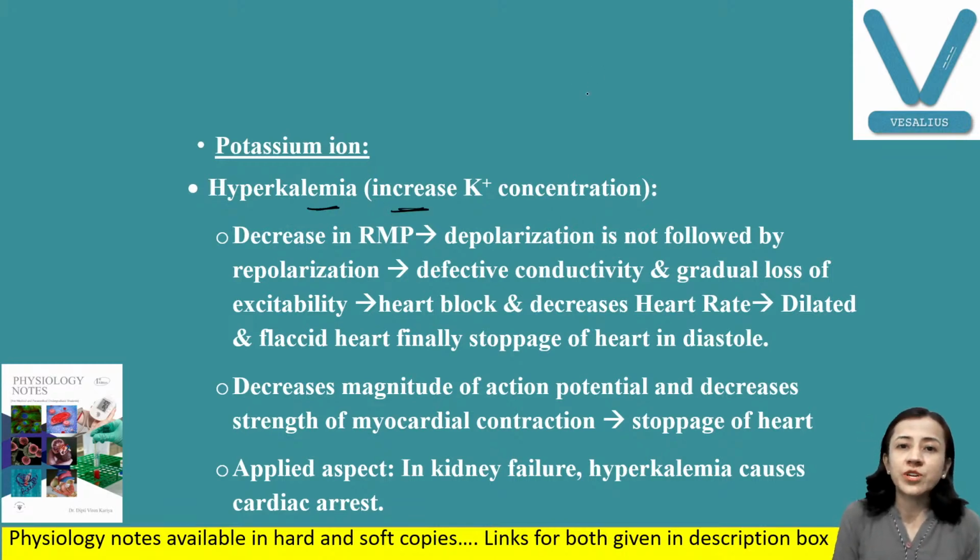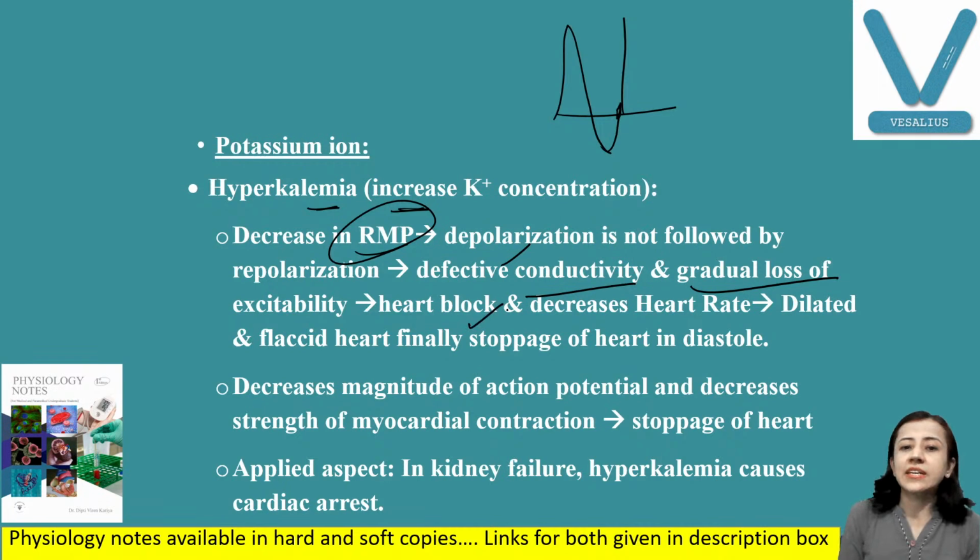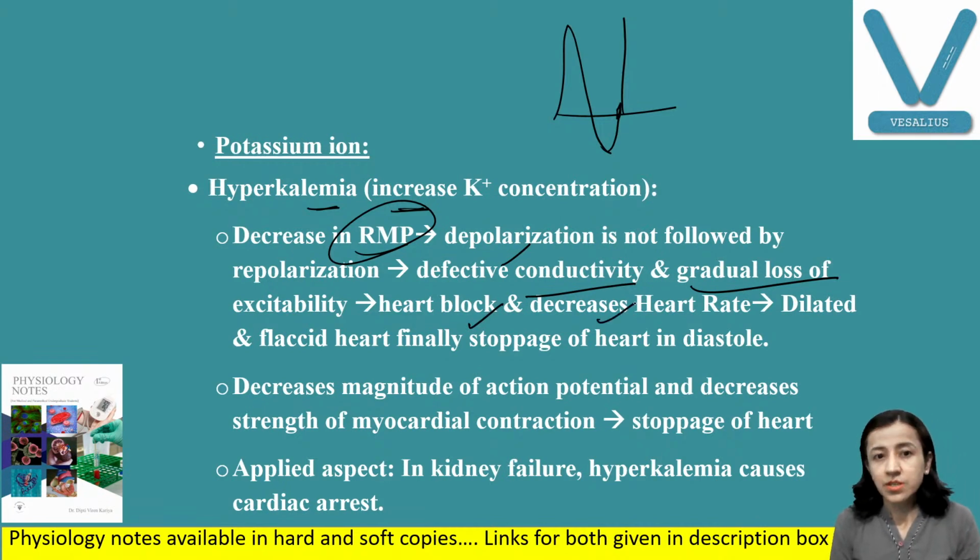Then effect of potassium ions: hyperkalemia means potassium concentration outside the cell increases. So what happens when potassium outside the cell increases? Resting membrane potential decreases. So you can say that there is hyperpolarization. So membrane potential may not reach the resting state, and there is no depolarization. That results in decrease in the conductivity, also decrease in the excitability. That results in heart block and decrease in the heart rate. That results in a dilated and flaccid heart, and the heart stops in diastole.